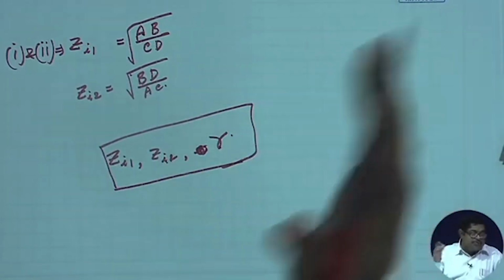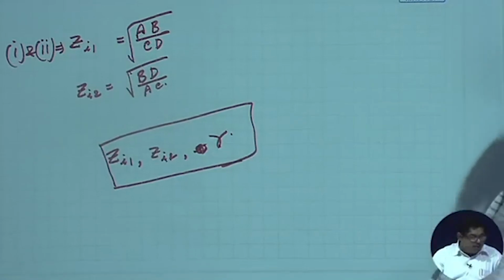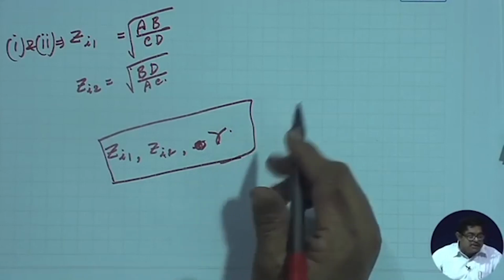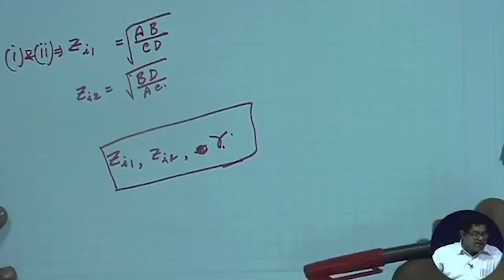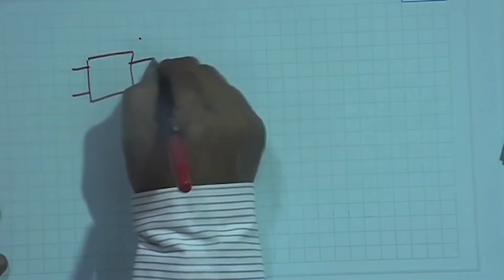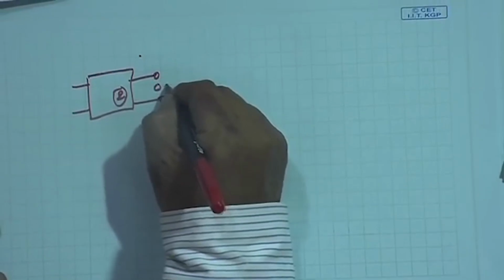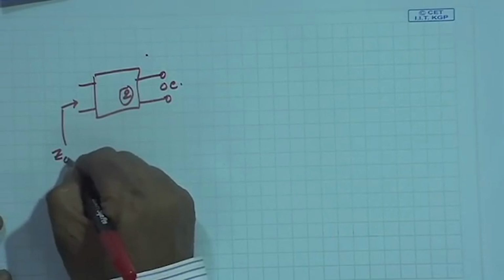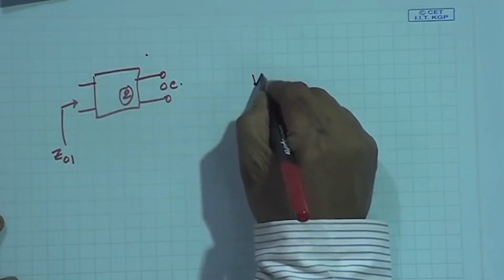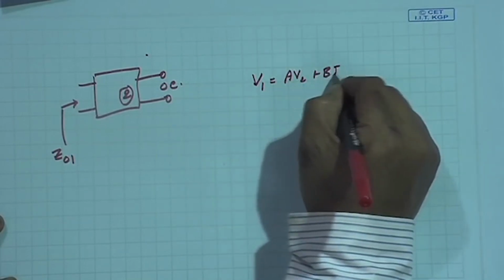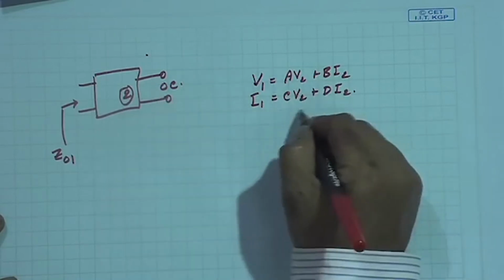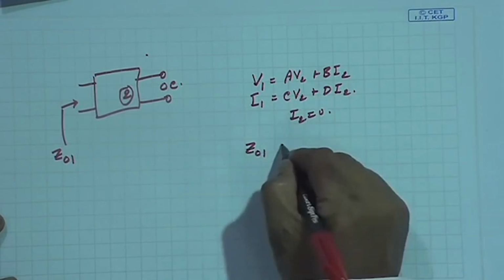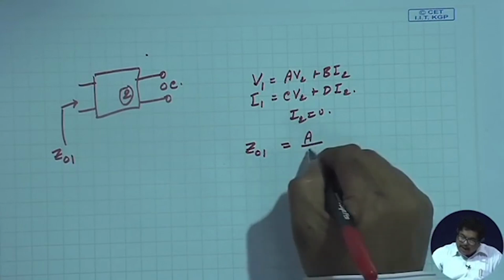That time I said it in terms of opening and shorting the port. I will also have to prove that I can do this for the propagation constant also, because this is a new thing, that time I did not say this. So, that I will do now, the measurement of image impedance and propagation constant. So, what we will do, the same network, this is port 2, this is open circuit, and I am looking here at, let me call this ZO1. So, I know V1 is equal to AV2 plus BI2, I1 is equal to CV2 plus DI2, and open circuit means I2 is equal to 0. So, if you enforce that, this ZO1 will be A by C.